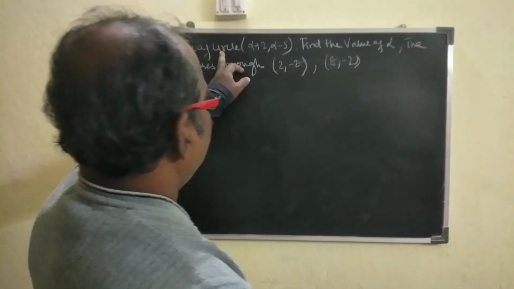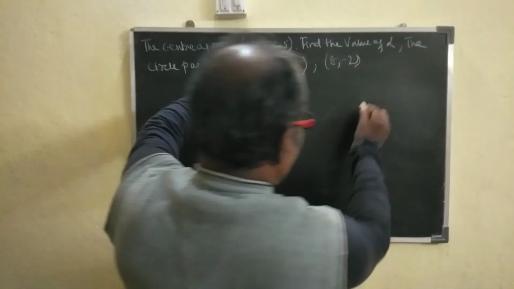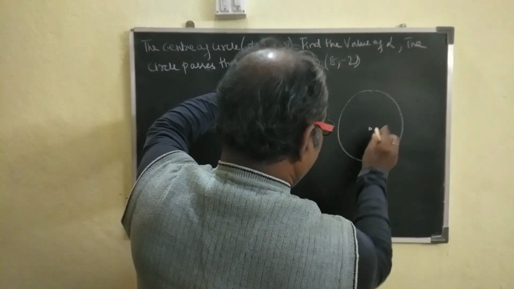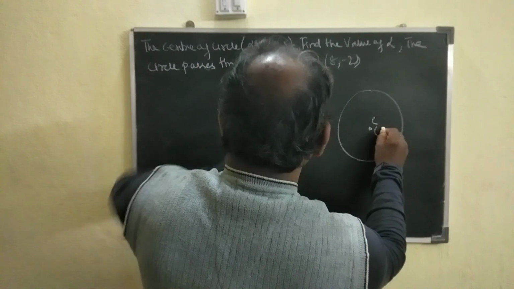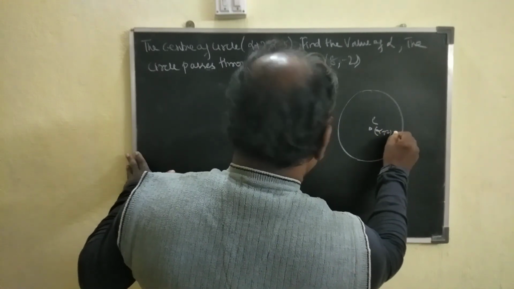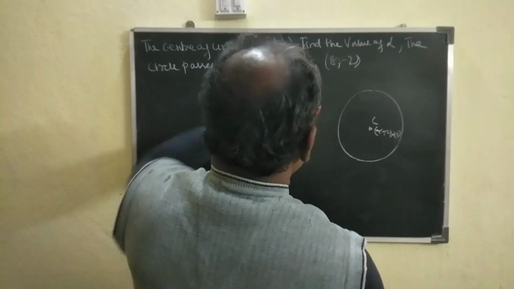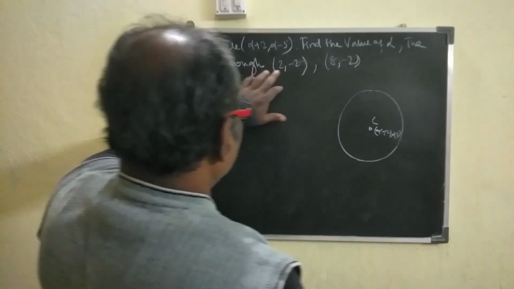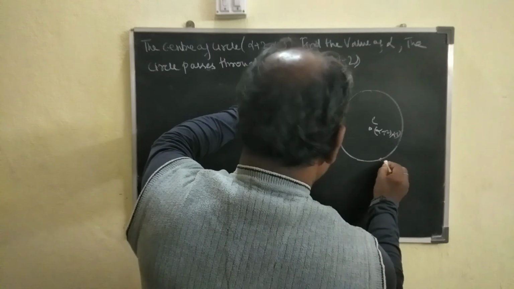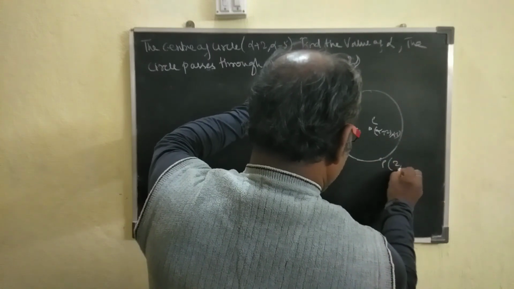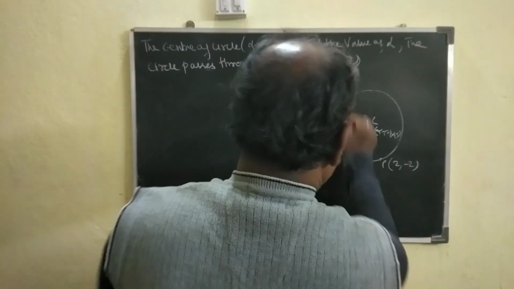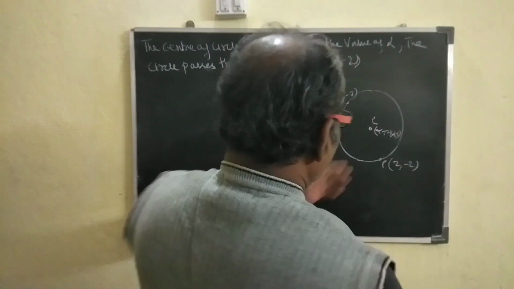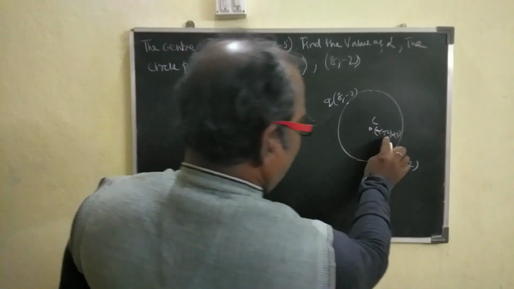The center of a circle is (alpha plus 2, alpha minus 5). Let this be a circle. This is the center C having (alpha plus 2, alpha minus 5). Find the value of alpha. The circle passes through two points, let them be P (2, -2) and Q (8, -2). We have to find the value of alpha here.